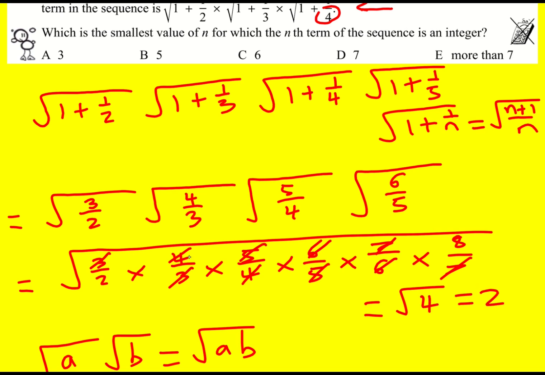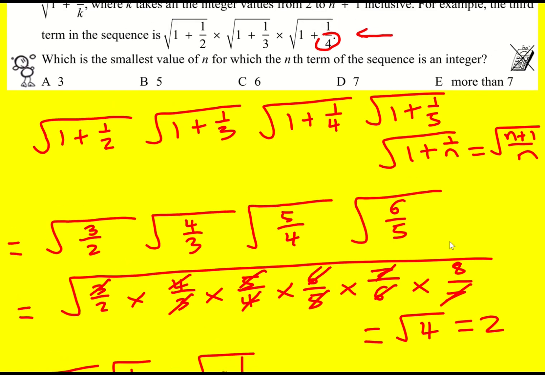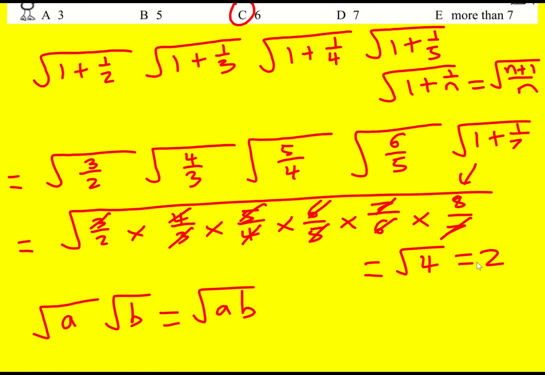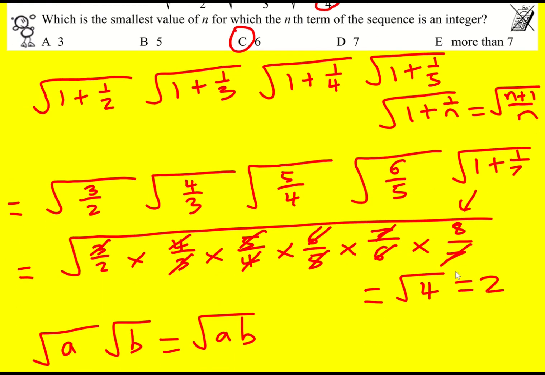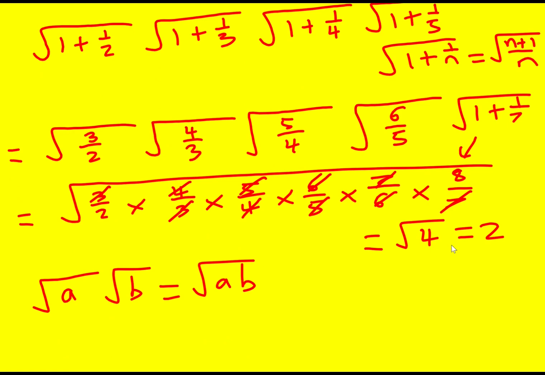And I've got 1, 2, 3, 4, 5, 6 terms if I just count them. Because this one here is actually going to be the square root of 1 plus 1 over 7. Remember at the start we said that the number here is always one more than the term number. So the answer is going to be 6, and we're going to get 2. Of course, you could carry on if you want more integer solutions.